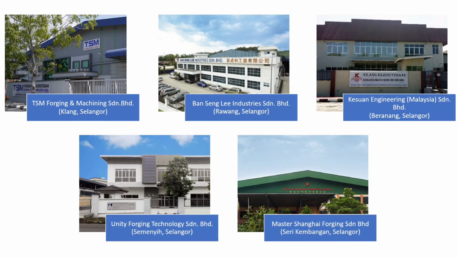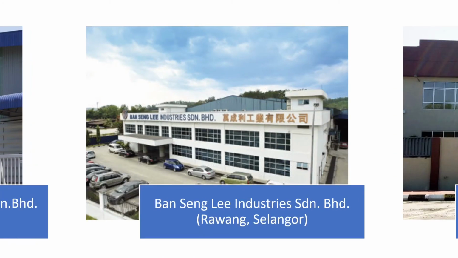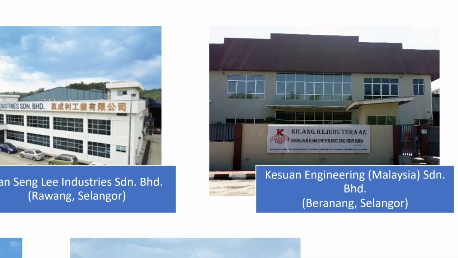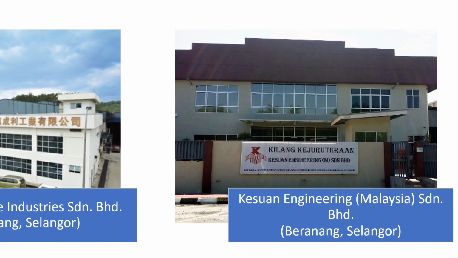The second one is Ban Seng Lee Industries Sdn Bhd, which is in Rawang, Selangor. Ban Seng Lee Industries focuses on the manufacture of electrical and electronic products. Next is Kesuan Engineering Sdn Bhd, which is in Beranang, Selangor. Kesuan Engineering Sdn Bhd offers manufacturing services, which means the company makes various types of manufacturing such as switchgear, lighting and automotive.